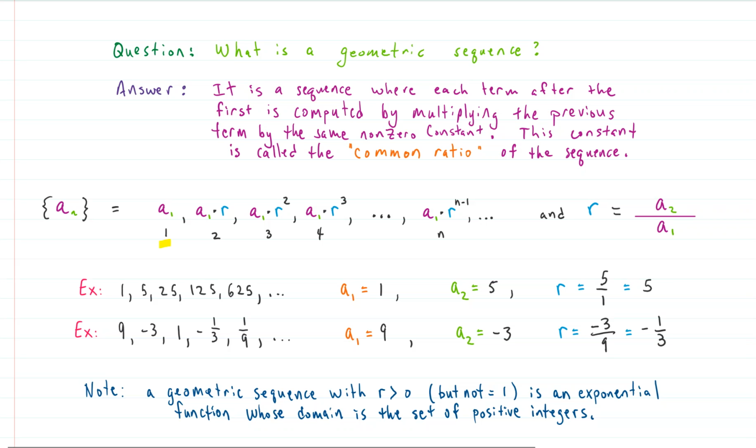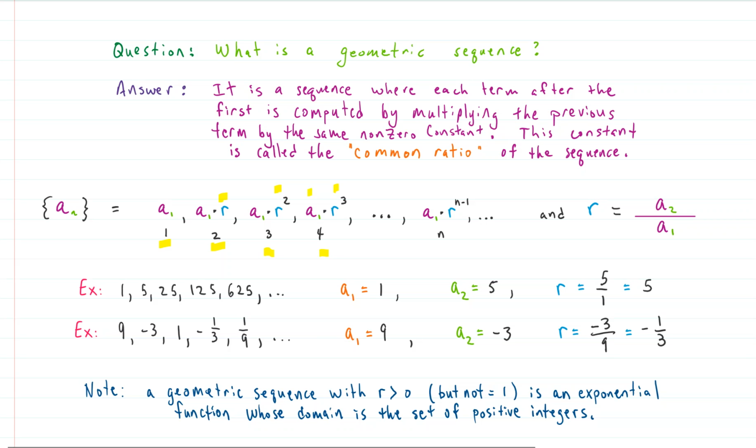The first term will just be whatever it is. We call it a sub 1. The second term will be a sub 1 multiplied by some constant, which is r here. The third term will be the same as the second term, but multiplied again by that same constant r. So now we've got 2 of them, so we get r squared. And this process keeps going. So the fourth term has 3 r's multiplied by the first term, a sub 1. And it keeps going on forever.